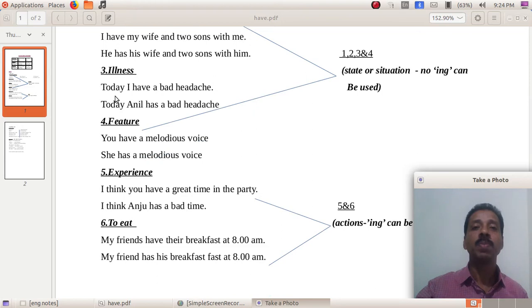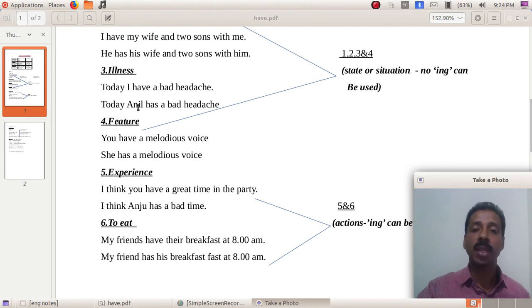For example, today I have a bad headache. Here this "have" is to show that I have an illness. And if, instead of I, it is a third person singular, Anil, today Anil has a bad headache. Why do we use "has" here? Anil is third person singular.